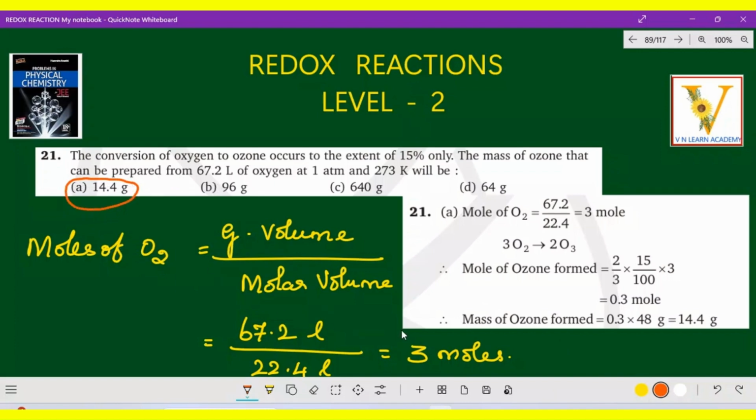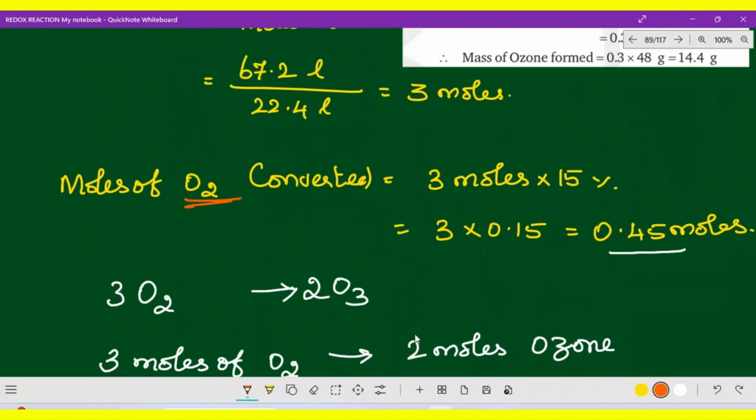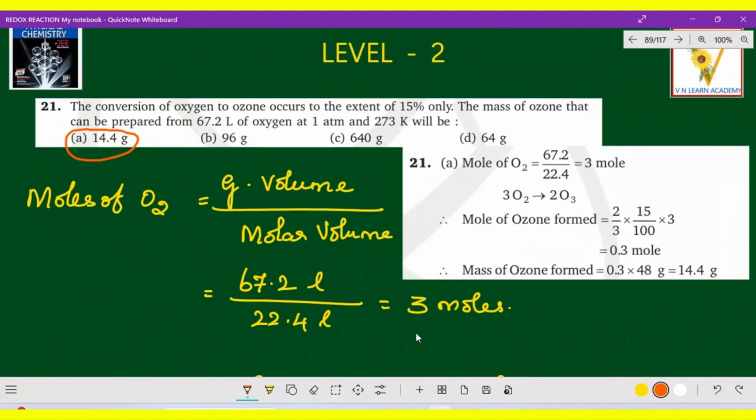See, purposely I brought the answer in this discussion. It is a very short cut, where the moles of ozone formed is 15 by 100, the conversion of moles, 15% into 3 moles. It is easy to understand, so instead of this shortcut method, I have explained it in a long process. I hope you got the clarity. Come on, let's go to the next question.